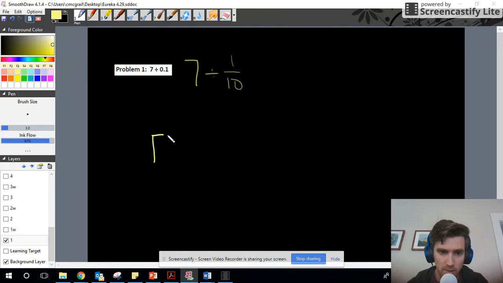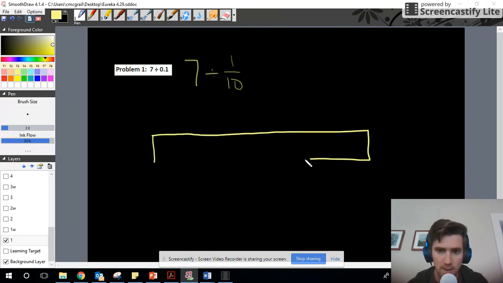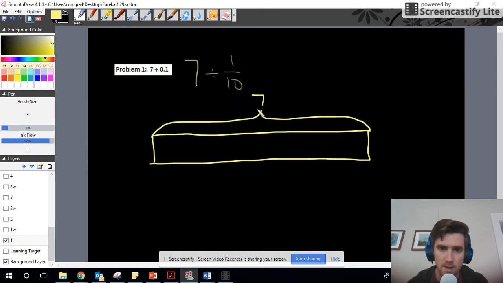So what we'll do here is we will draw a tape diagram, and I will label it with 7 wholes. And then I'm actually going to visually represent it by carving out some wholes. 1, 2, 3, 4, 5, 6. Your tape diagram should have 7 boxes in it, because these are 7 wholes. Now, this is basically asking me how many times can I fit 1/10 into 7 wholes.